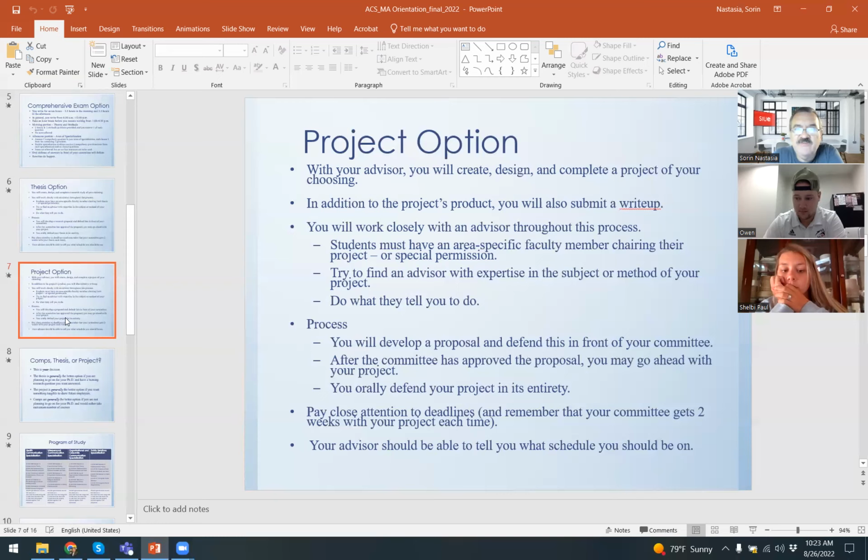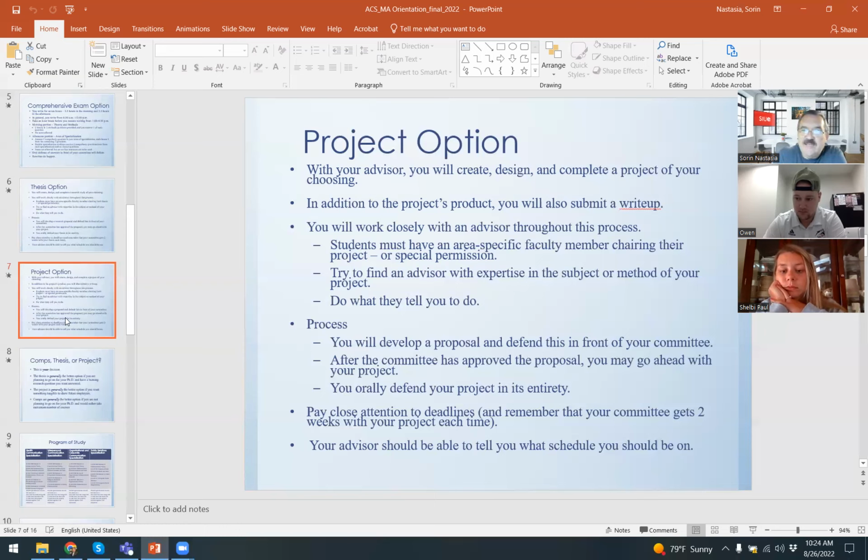So for project option, with your advisor, you will create, design, and complete a project of your choosing. In addition to the project's product, you will also submit a write-up. So the product could be a plan for a PR campaign, for a corporate organization, something that is beneficial for their employees, and so on and so forth. You will work closely with an advisor throughout this process. Students must have an area-specific faculty member chairing their project or special permission from the graduate director or the committee. Try to find an advisor with expertise in the subject or method of your project. Do what they tell you to do.